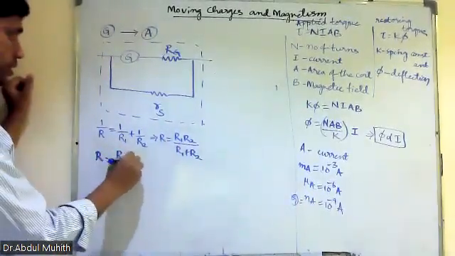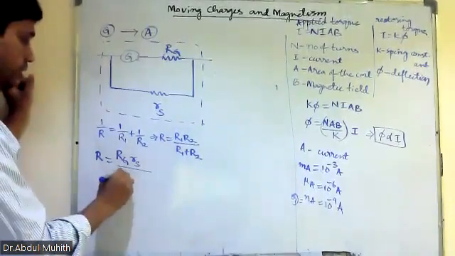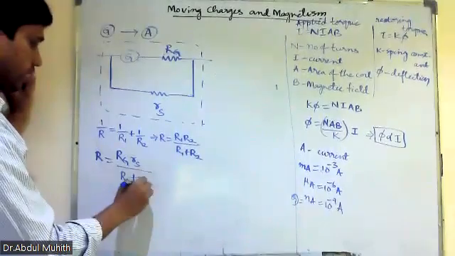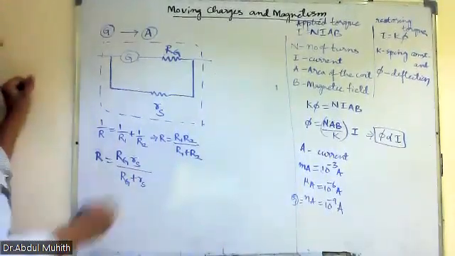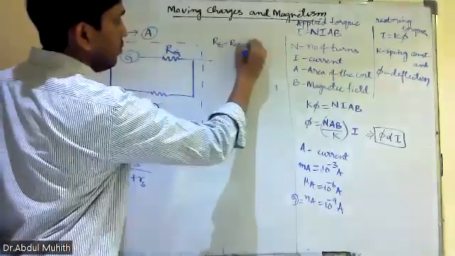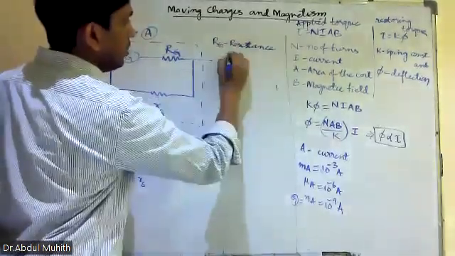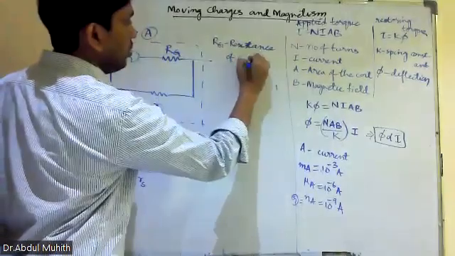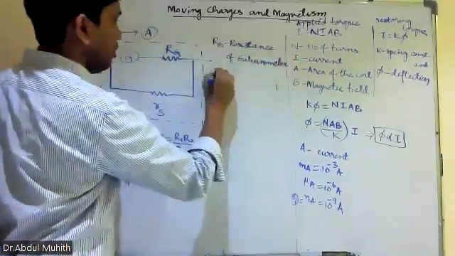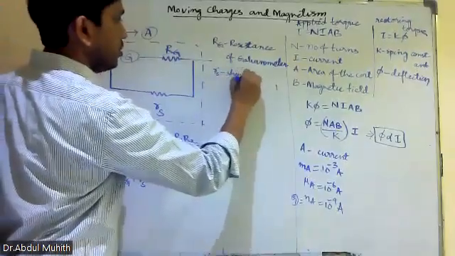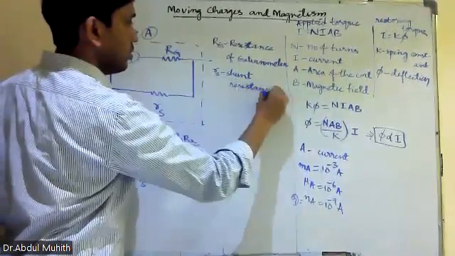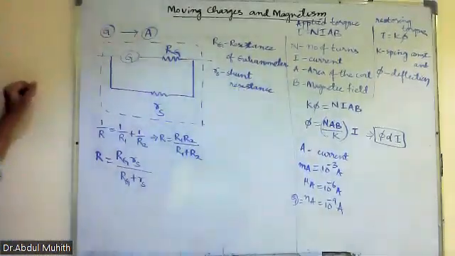So here we have R is equal to RG into RS divided by RG plus RS. Okay. RG is the resistance of galvanometer, and RS is the shunt resistance. RS is shunt resistance. Clear? So this is the formula.